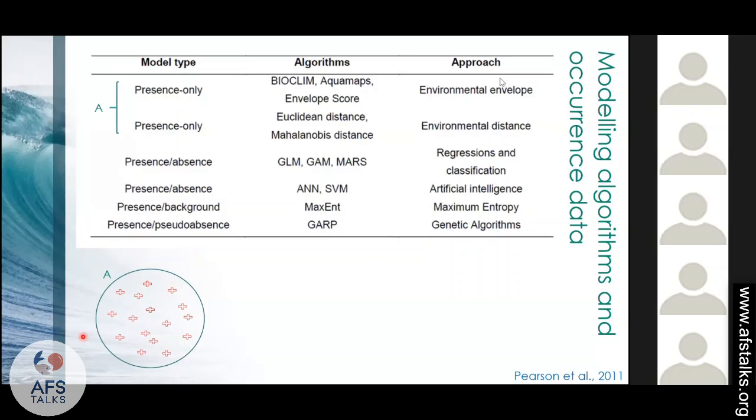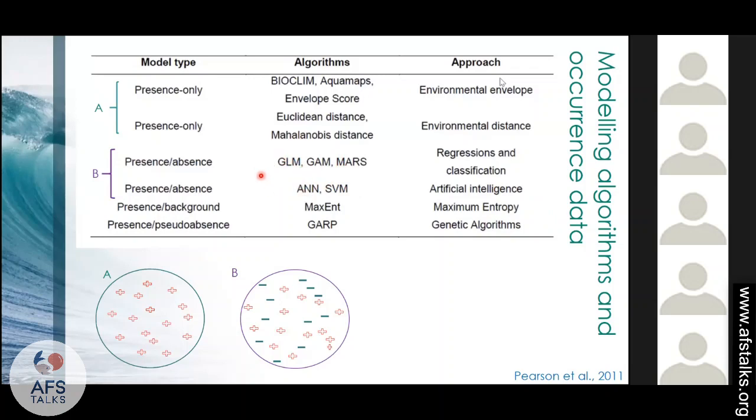In such cases, we will just go for an environmental envelope and use algorithms like Bioclimate, Aquamaps, and Euclidean distance. The thing is, we know our species of interest is present at this point, or all of these points. We have the occurrence data, so we can use these algorithms. And if we know where our species are present and absent, then we have two sets of longitudinal and latitudinal data, that is presence as well as absence. Then we can go for GLM, GAM, MARS, or some artificial intelligence approaches.